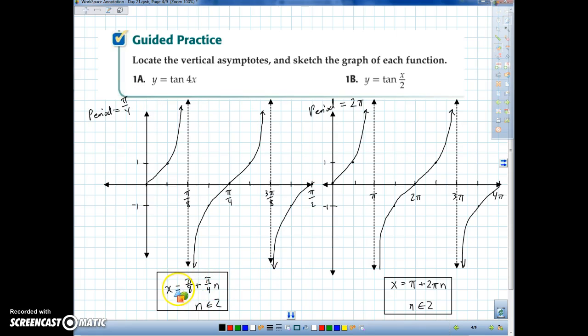I noticed that I had a mistake on the previous slide. It should be x equals to represent the vertical lines, not y equals. So make sure when you write your equations for asymptotes that they're x equals, not y equals.